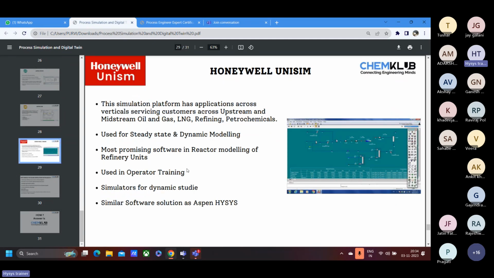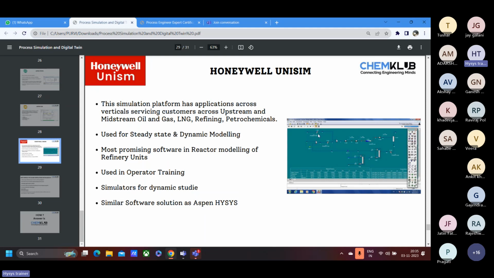Another is the Honeywell Unisim. Unisim models are used in operator training, that is OTS, operator training system. Whenever there is hiring for a plant, in order to run the panel, engineers go through this operator training model where you can simulate the conditions.